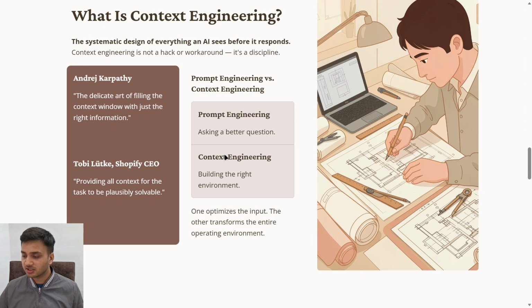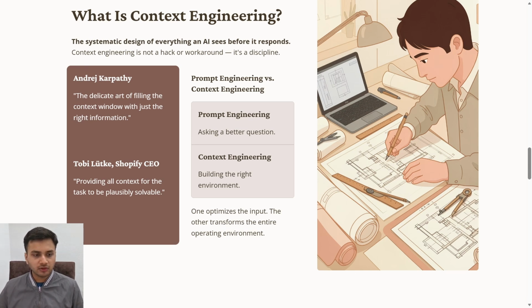Similarly, in context engineering, before we ask for any output, we give the complete story. We give the complete information from A to Z, which is relevant to that particular operation, particular response, right? Particular request. So before we generate anything, we build the right environment. How do we do that? We give complete information, and by giving the complete information, we are building the right environment. So one optimizes the input and the other transforms the entire operating environment.